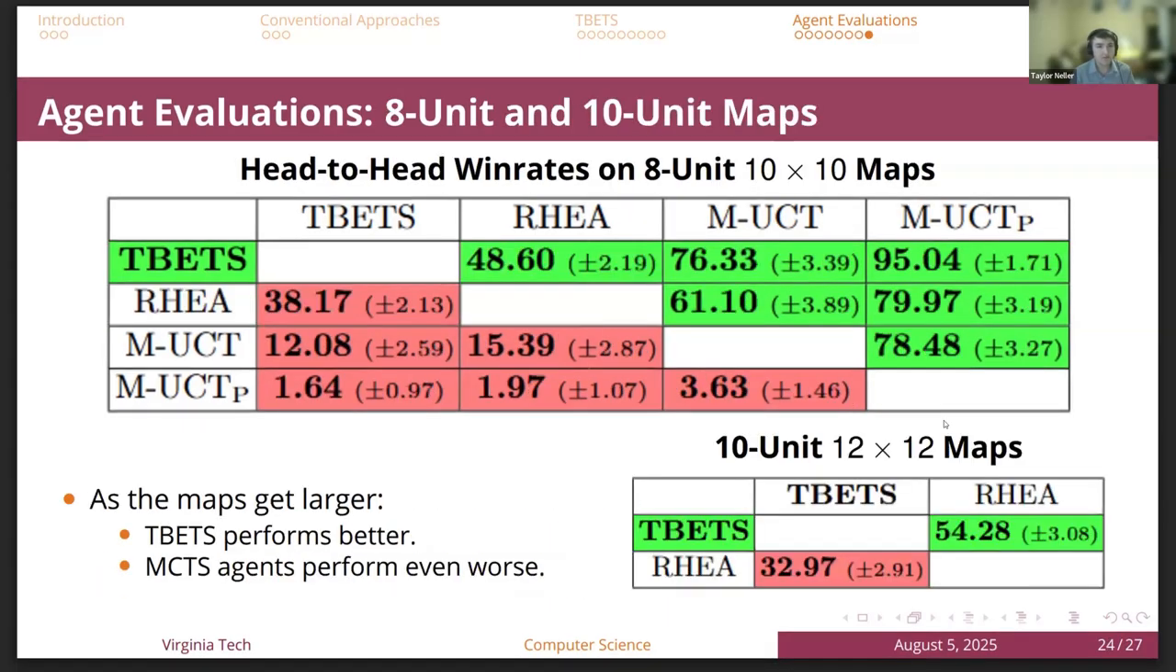This trend continues on the 8-unit maps, with the Monte Carlo tree search algorithms performing even worse. T-bets notably gains a decisive lead over RIA here, and as we look at the 10-unit maps, T-bets widens that lead even further to a 20 percentage point difference. And I forgot to explain, but these don't add up to 100 if you add across the diagonal, because there are draws as well.